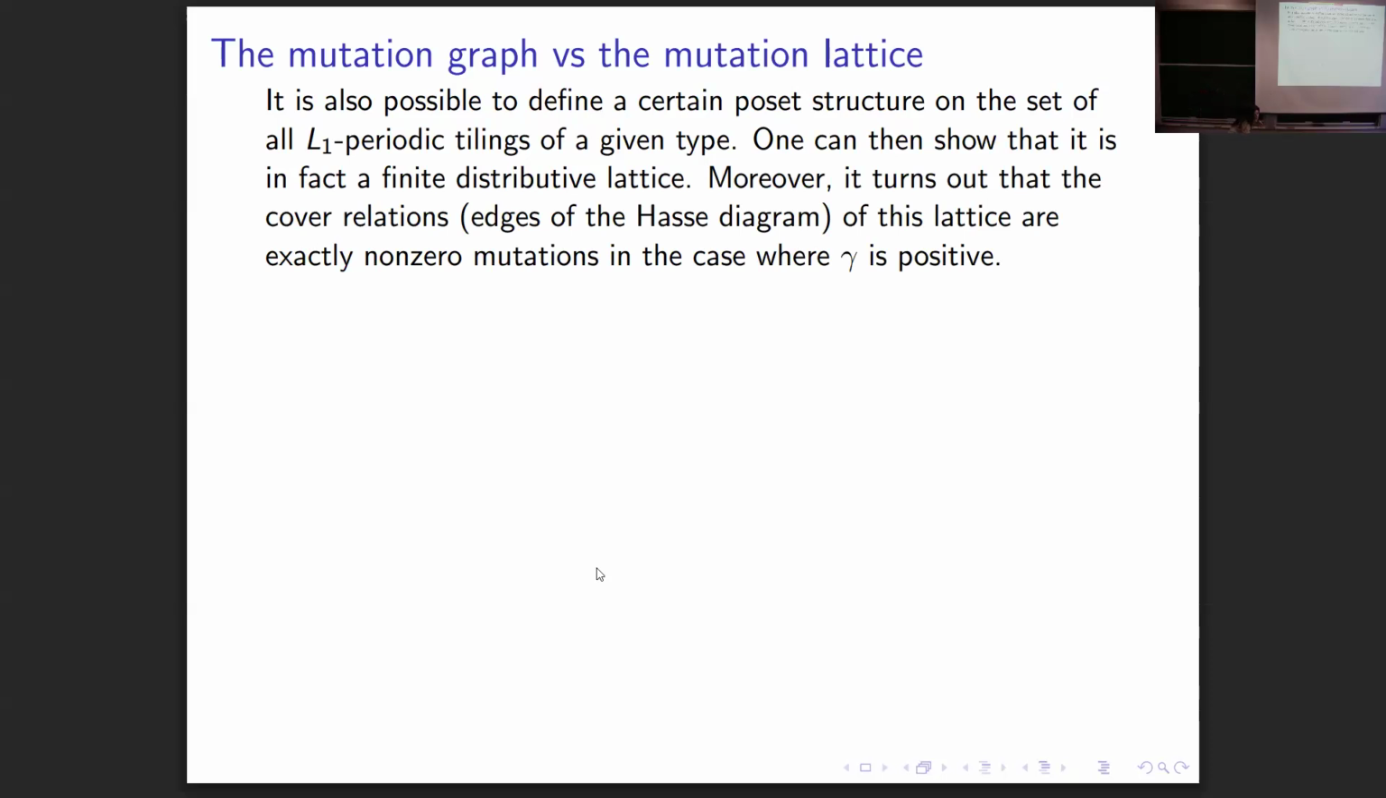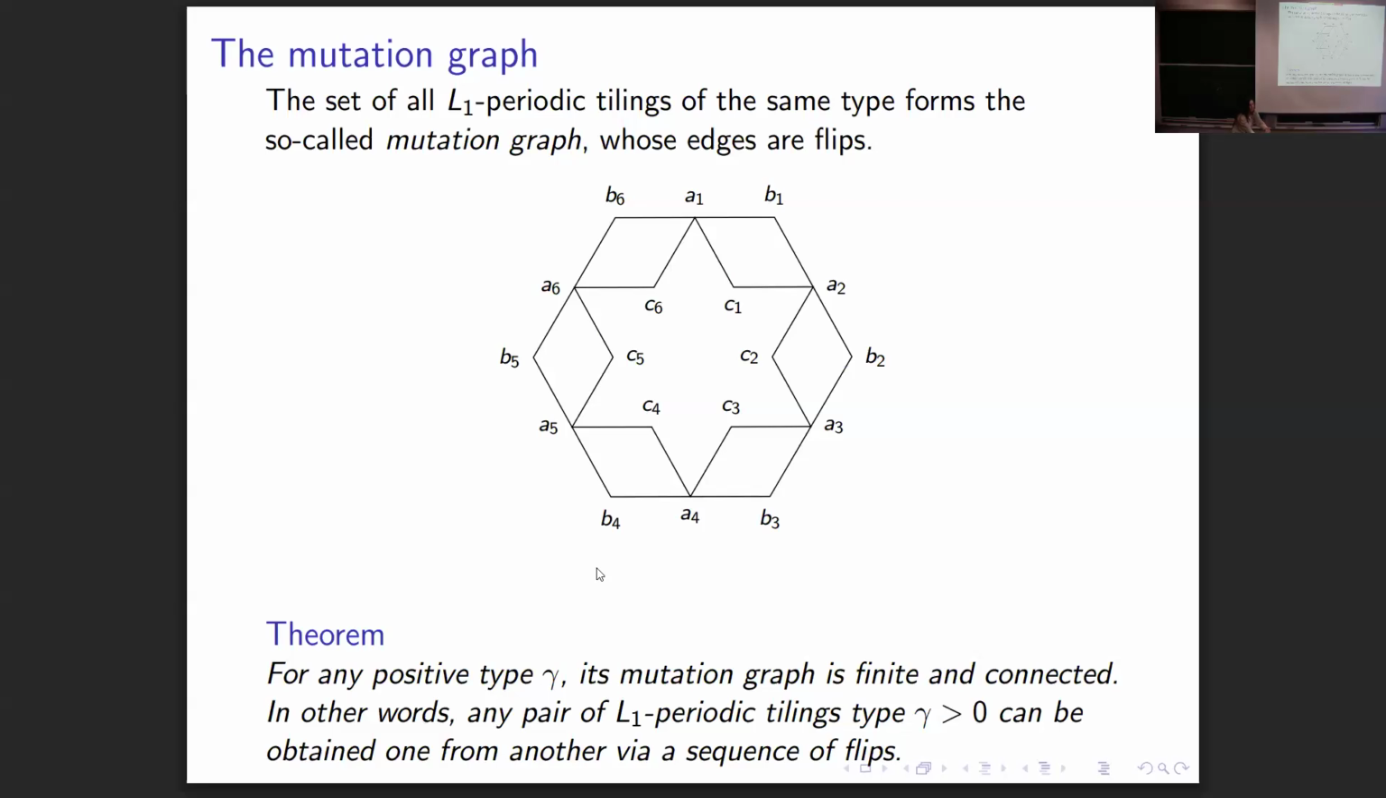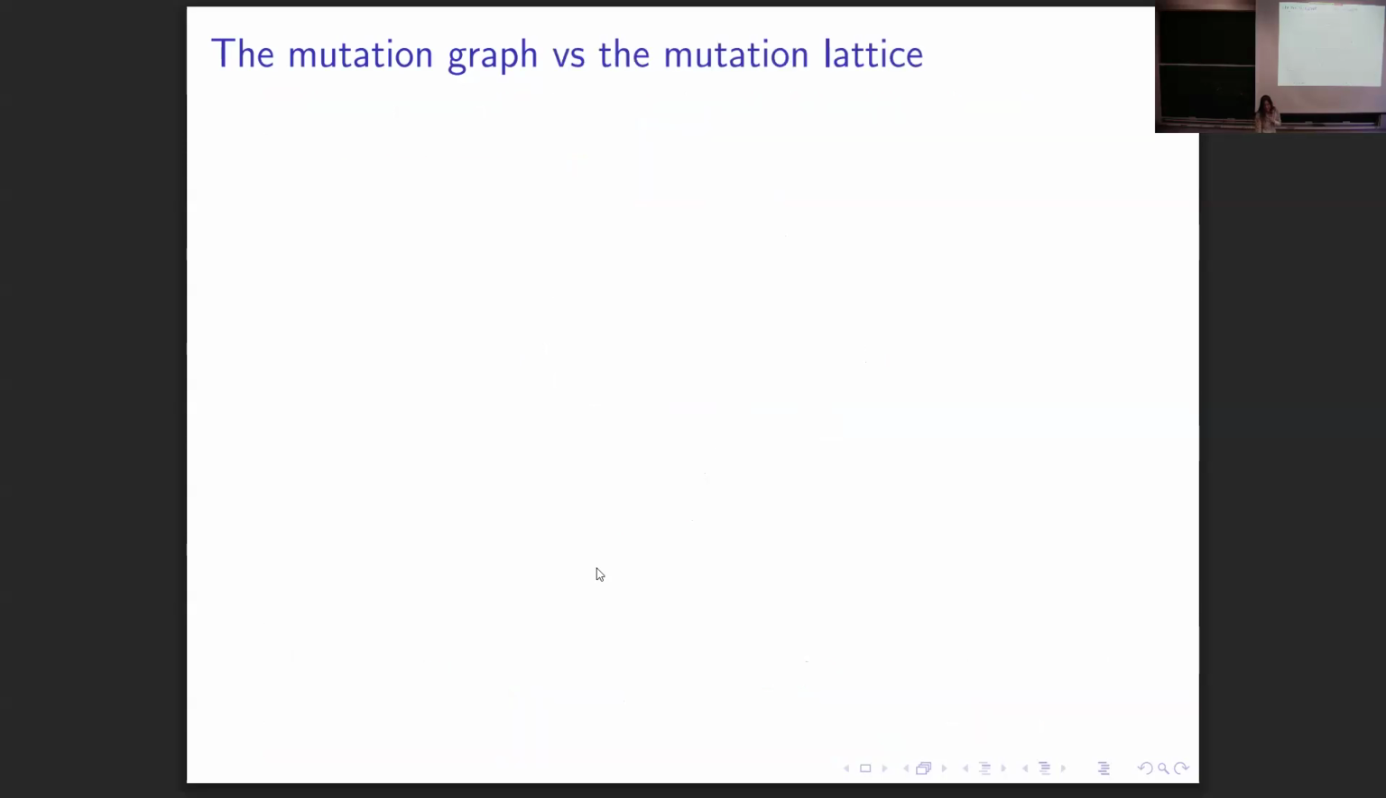Because the graph I showed you before has cycles. It cannot be a poset, I mean, this cannot be a Hasse diagram. So when I say mutations, I mean non-zero mutations. I freeze a vertex where I'm not allowed to mutate.